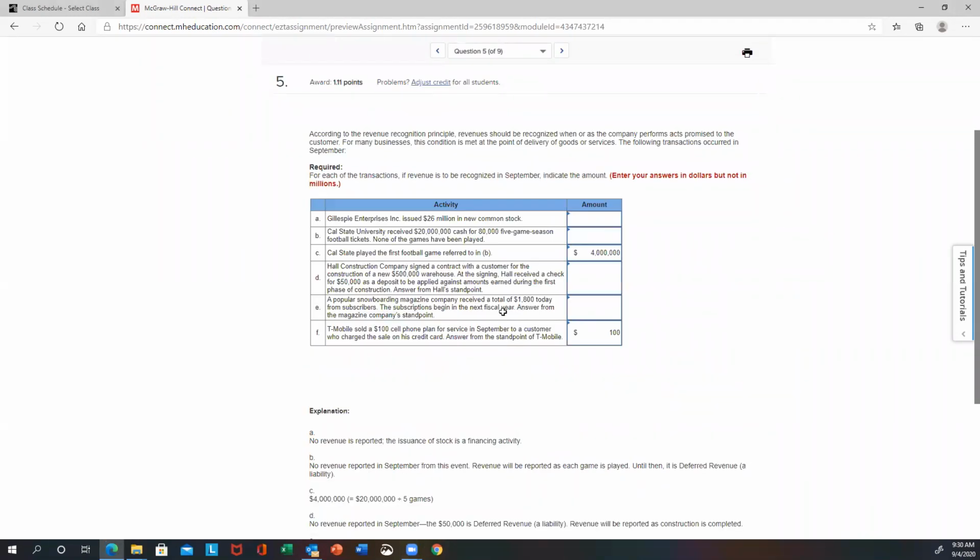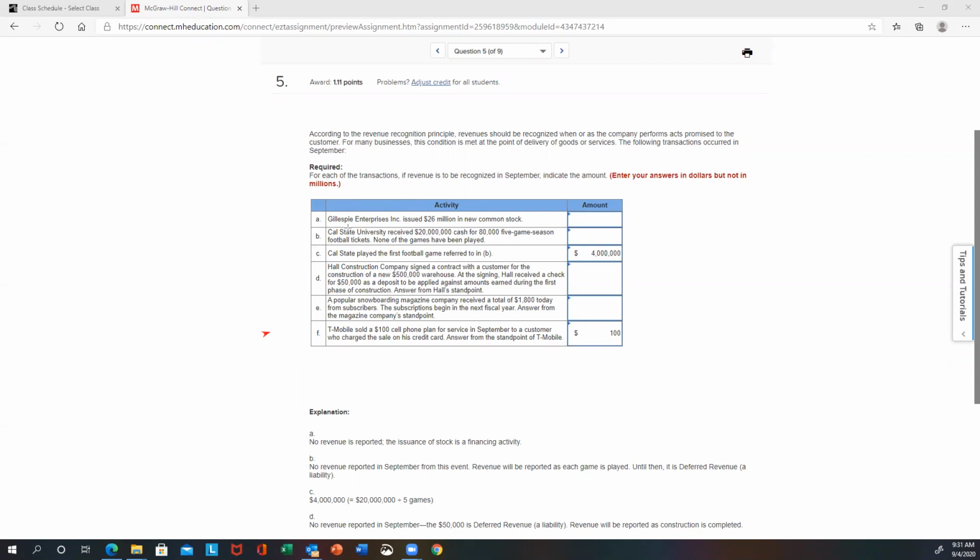All right. Number 5, more revenue problems. So let's check these out. In this case, this says for many businesses, this condition is met at point of delivery. So in this one, we just have some individual independent companies. This is not like one long problem. So each one of these, you have to take them one at a time. So we'll start with the first one.